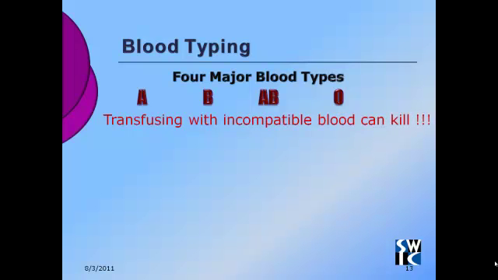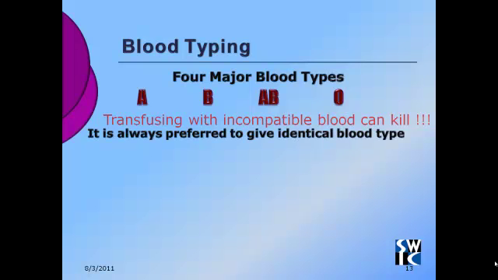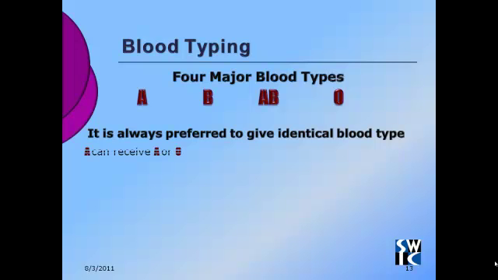Many blood banks employ extra steps when drawing patients for blood transfusion, and you must be very careful to follow these exactly. It's always preferred to give patients the identical blood type when you can, but in cases where this is not feasible or possible, type A patients can receive either type A or type O. Type B patients can receive type B or type O.